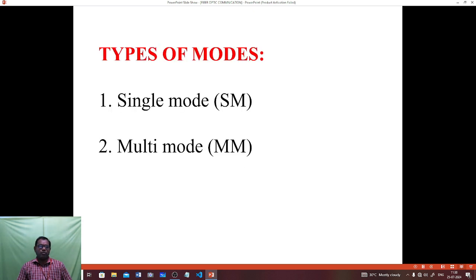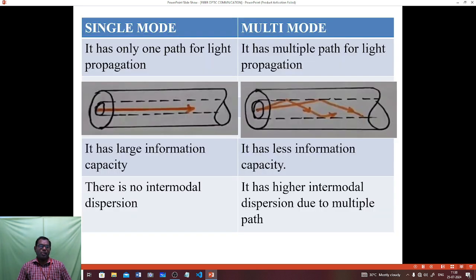So next we will discuss the types of modes in optical fiber. Single mode optical fiber is represented by SM, and multi-mode optical fiber is represented by MM. So this is the difference between single mode and multi-mode optical fiber. In single mode, it has only one path for light propagation, that is, in the diagram the direction of light is only one path. And in multi-mode, it has multiple paths for light propagation, so the light can travel in different paths. That is called multiple path.